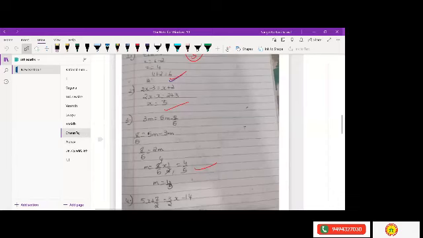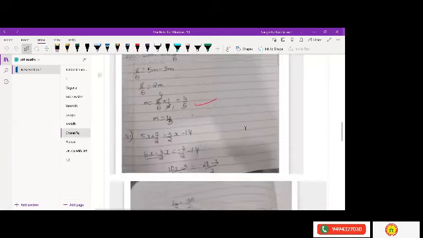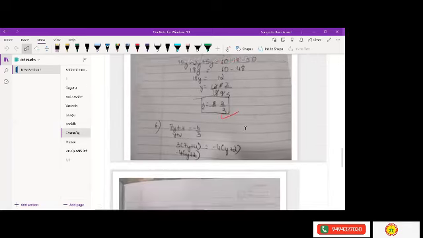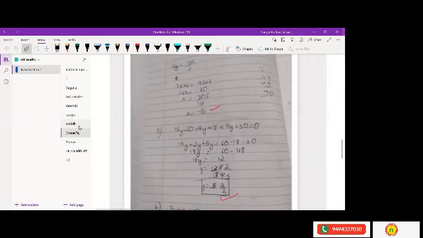Now, next is Charan Tej. Charan Tej, you can see your paper. Very good, Charan. You've got full marks. Every question is correctly done. Congratulations, Charan. Thank you.